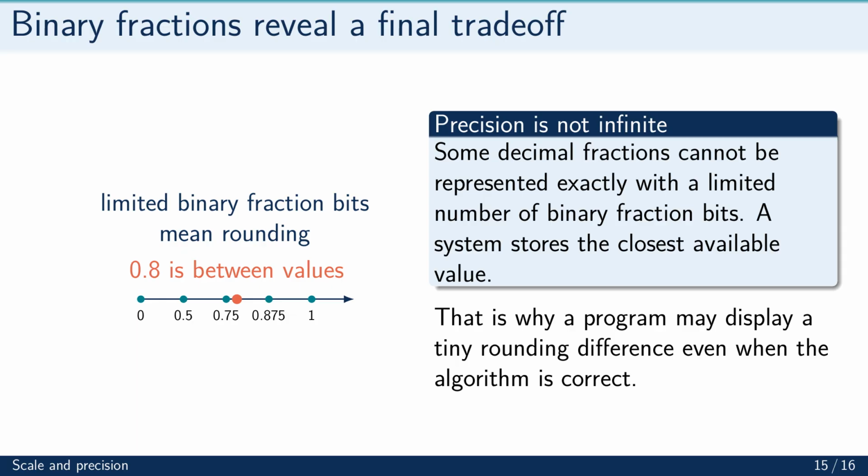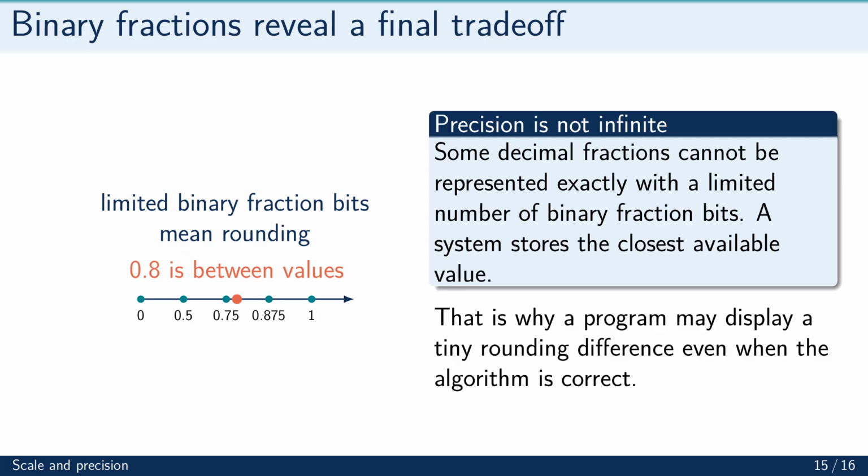Binary fractions make the limits of floating point precision easier to see. The digits after a binary point represent weights of 1/2, 1/4, 1/8, 1/16, and so on. Some decimal fractions can be represented exactly, while others fall between available binary values when only a limited number of fraction bits are stored. The slide uses 0.8 as an example of a value between nearby representable points. The computer chooses the closest available approximation, which may be slightly above or below the intended value.